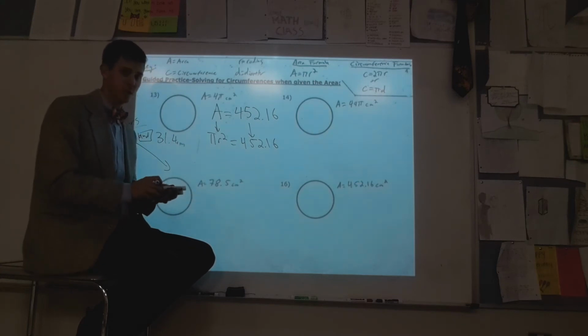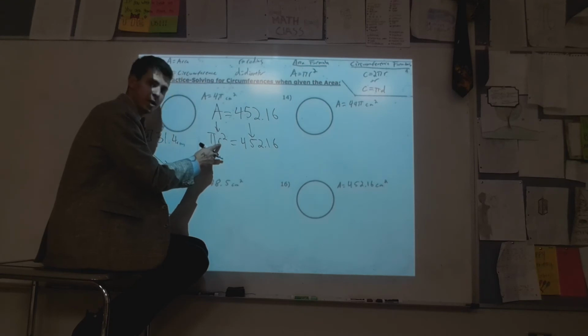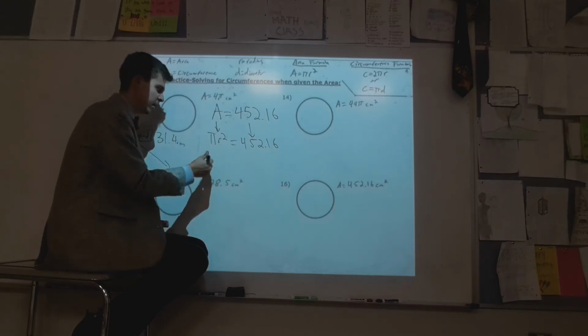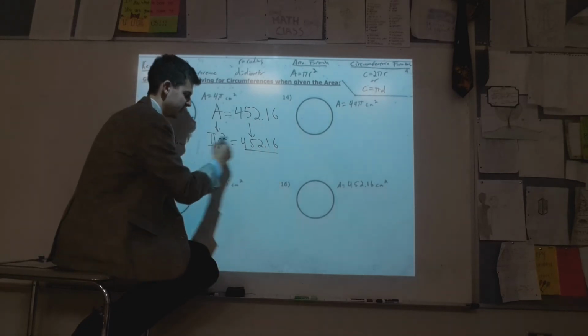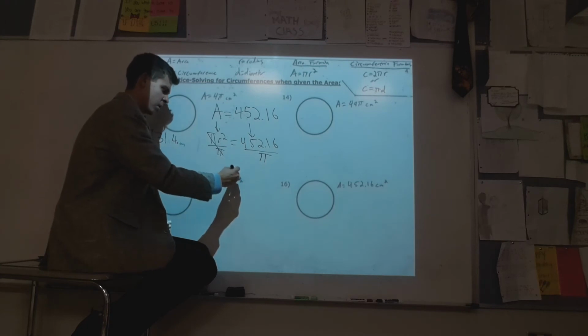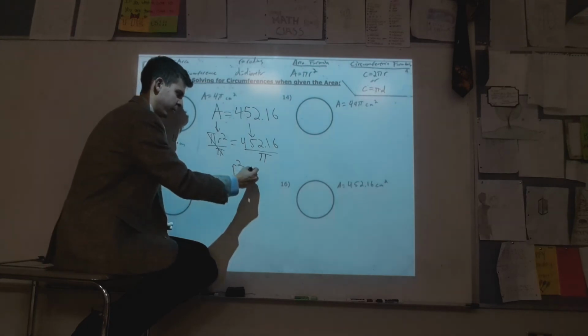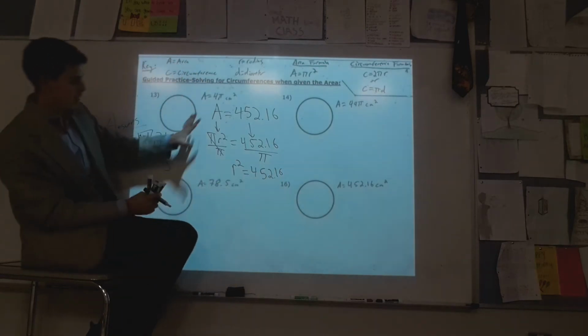But I also want to develop your number sense, and we can do some rounding. We're trying to figure out the radius. That's the key. So we'll divide both sides by pi to get rid of this here, this inverse operation. This cancels. R squared is now equal to 452.16. Let me stop there and explain what I did.